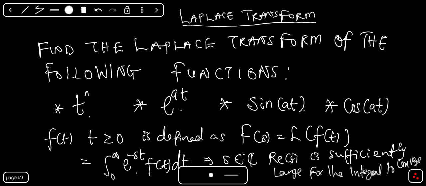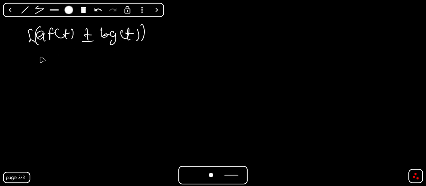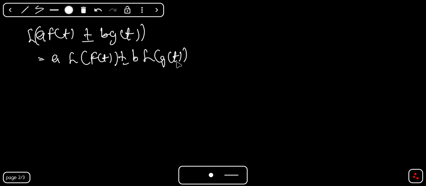All right, guys, that is it about the definition of the Laplace transform, and I would also like to explain something. The Laplace transform is a linear operation. In what sense? Let's say you are given a function a f of t plus or minus b g of t, and you're asked to find the Laplace transform. The Laplace transform of a f of t plus b g of t will be equal to a multiplied by the Laplace transform of f of t, plus or minus b multiplied by the Laplace transform of g of t. So the Laplace transform is a linear operation.